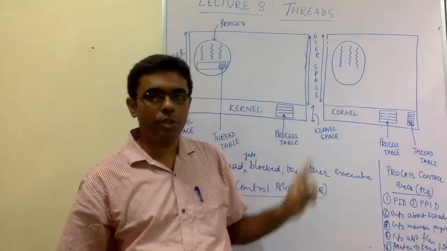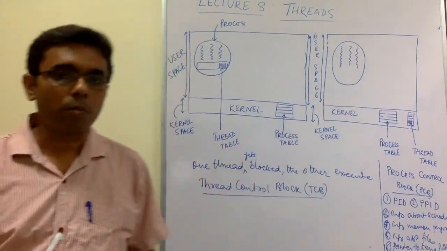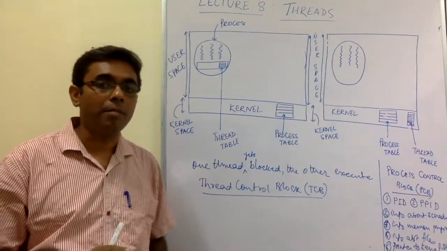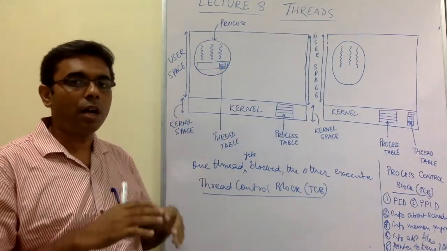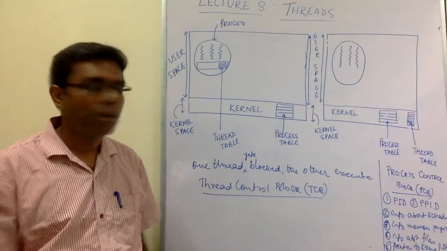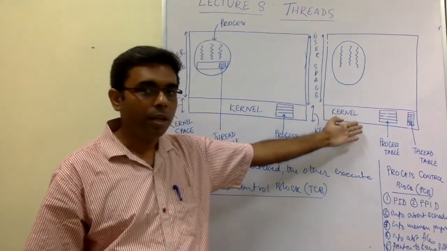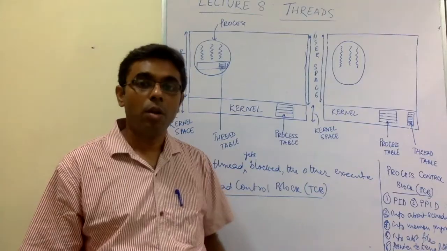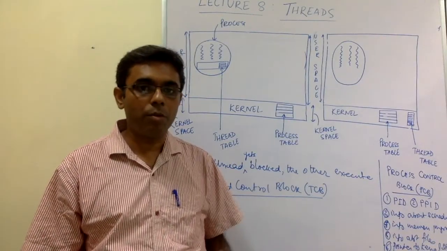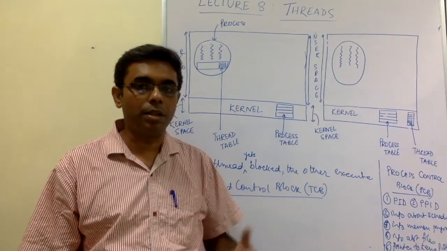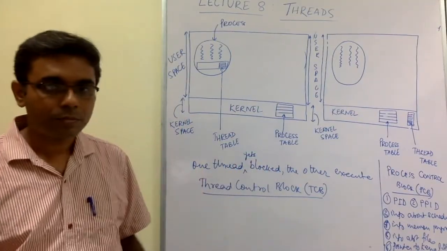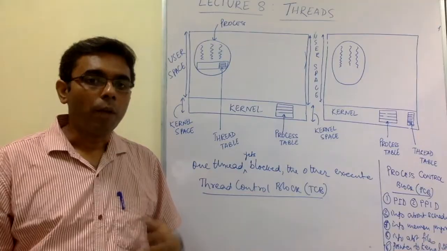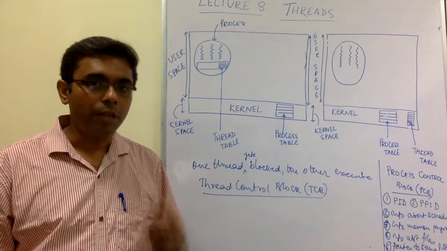So these are the two situations in which the thread tables are maintained. Either it is maintained in the process, if it is user level created threads, or it is maintained by the kernel if it is the kernel level threads. More of that we'll talk about when I come to the mapping of the user level and the kernel level threads.